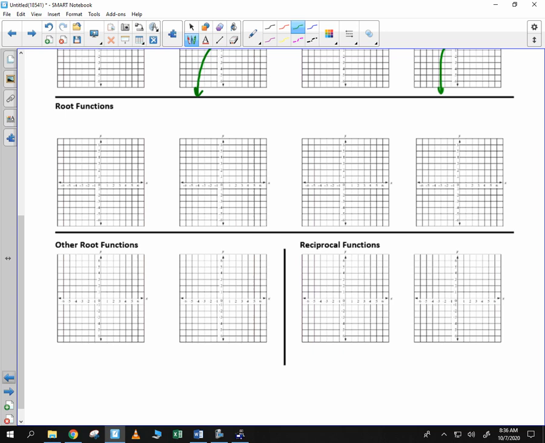Root functions. Y is equal to the root of x. Looks like that. You can't take the square root of a negative, so as you can see, the graph does not go over to the left. If you have y is equal to the cubed root of x, you can take the cubed root of negatives, and so you get that output. If we change it to the fourth root of x, it looks very similar to the square root, just flattens out a little bit more.